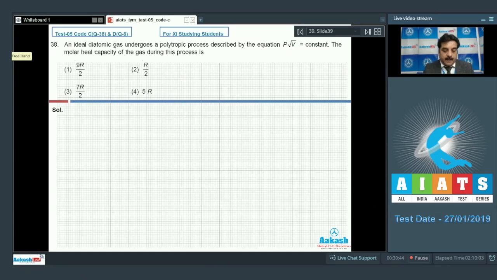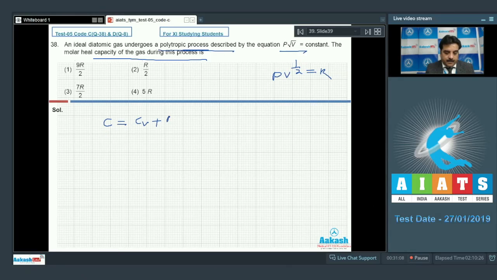In question number 38, an ideal diatomic gas undergoes a polytropic process described by the equation, which I can write as PV^(1/2) equal to constant. What is the molar heat capacity of the gas during this process? You know in polytropic cases, if you are looking to find molar heat capacity, then you use the formula Cv plus R upon 1 minus n. And how do you calculate Cv and n? You know Cv is calculated as fR by 2, where f is the degree of freedom. And n, how will you calculate n?